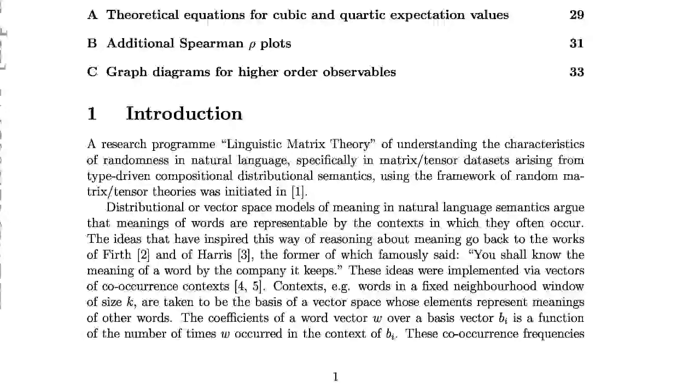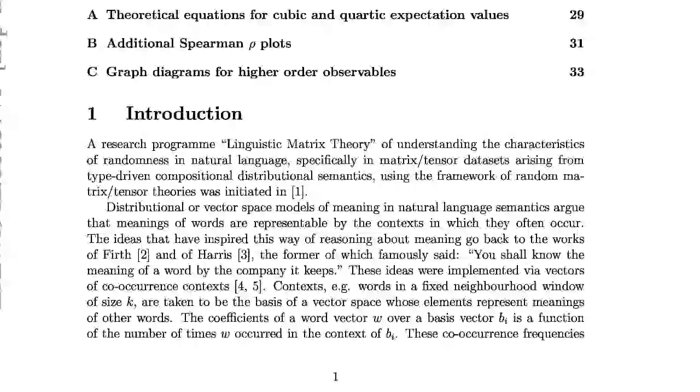Understanding the characteristics of randomness in natural language, specifically in matrix tensor datasets arising from type-driven compositional and distributional semantics. Okay, well, I know about type-driven compositional distributional semantics, so that's Bob Coecke's program. So Bob Coecke's at Oxford, and he, together with Stephen Clark and Mehrnoosh Sadrzadeh, came up with this type-driven compositional and distributional semantics. Using the framework of random matrix tensor theories. So I'm vaguely familiar with random matrices from non-commutative probability theory, but it'll be interesting to see how those connect.